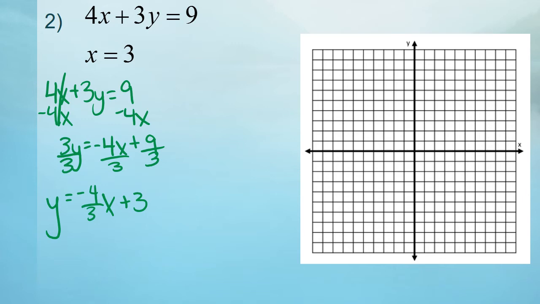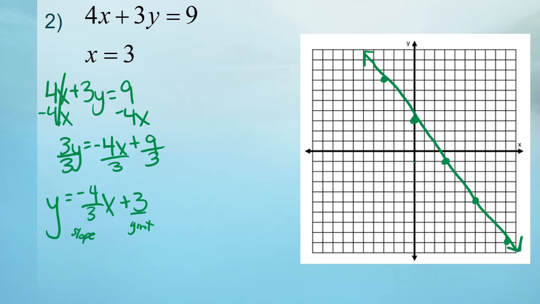Let's plot this line. My y-intercept is 3. I'm going to count my slope out just as it says. Rise -4, run +3. Down 4, right 3, down 4, right 3. Go the other direction. Up 4, left 3. And I can't go up 4, so that's my full line. Connect your dots with a nice straight line, arrows on the ends.